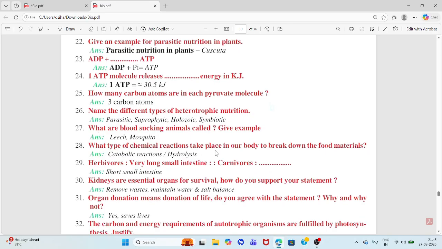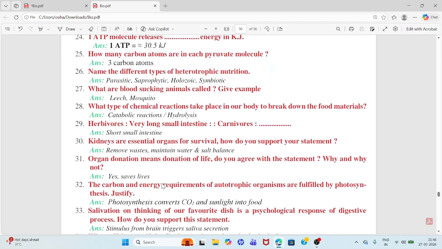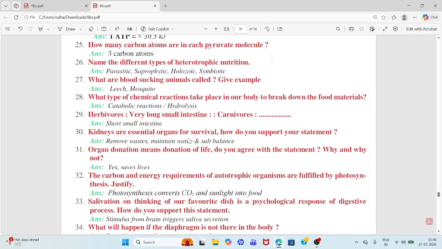What type of chemical reactions takes place in our body to break down the food materials? Answer. Catabolic reactions or hydrolysis. 29. Herbivores have very long intestine. Carnivores, see here, answer missing is short small intestine. 30. Kidneys are essential organs for survival. How do you support your statement? Answer. Remove waste, maintain water and salt balance.